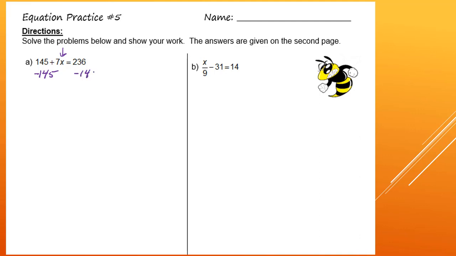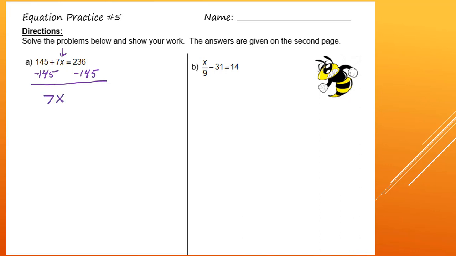the equation. Remember, as long as we do the same thing to both sides of the equation, we can add, subtract, multiply, and divide both sides by a number. All right, so we're going to subtract 145 from the left side, 145 from the right side. Here we're combining like terms. 145 minus 145 is 0. And we're left with just the 7x.